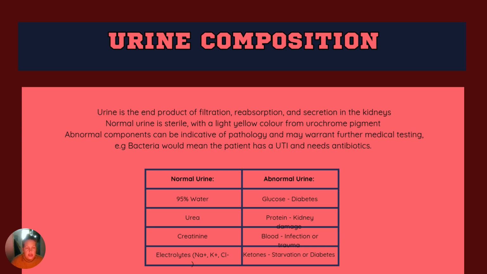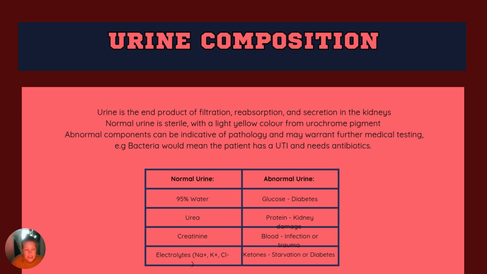So normal urine has 95% water, has a little bit of urea, it has creatinine, and then it has electrolytes that are no longer needed, like sodium, potassium, and chlorine. If we look at the abnormal urine, if there is a high amount of glucose, it can suggest that there's diabetes. If there is a high amount of protein, there could be some kind of kidney damage going on. If there is blood within the urine, that tends to show an infection or there's been trauma.